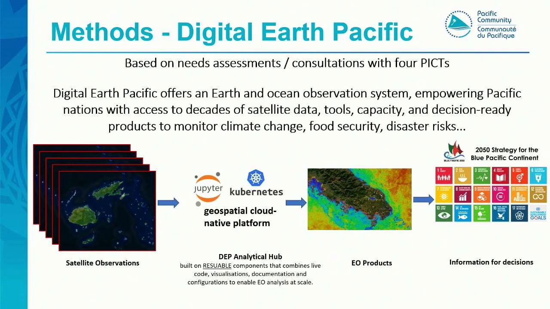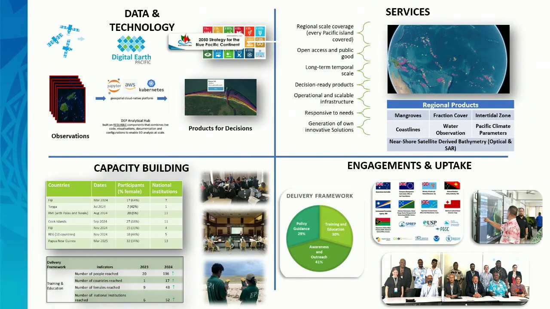But in essence, Digital Earth Pacific provides this cloud technology infrastructure and provides hundreds of petabytes of satellite data, Landsat and Sentinel, a lot of computational capacity, and we also provide a range of services. So there are regional products that we've developed through some of the workflows, that we've done capacity building with more than 10 Pacific Island countries and territories, and a lot of policy guidance, as well as awareness and outreach.